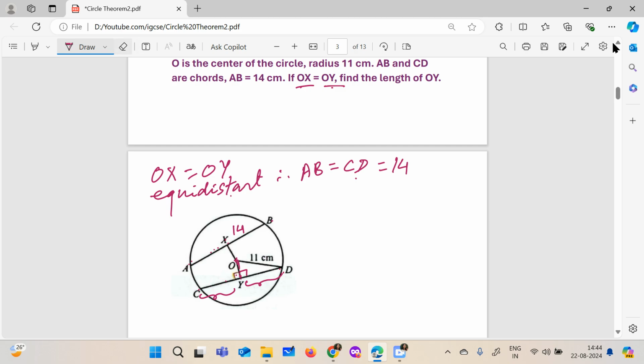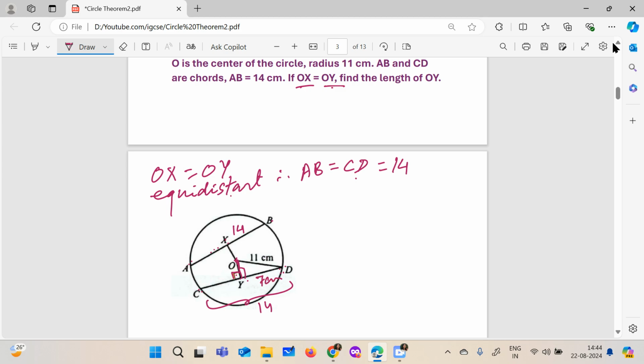Yes. And then you can see the marking here that says this is a 90-degree angle. It means this line is the perpendicular bisector of this line. So if the whole length is 14, then YD is half of 14, that is 7. I hope this is clear to you.